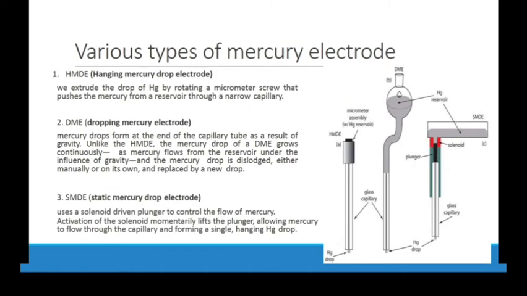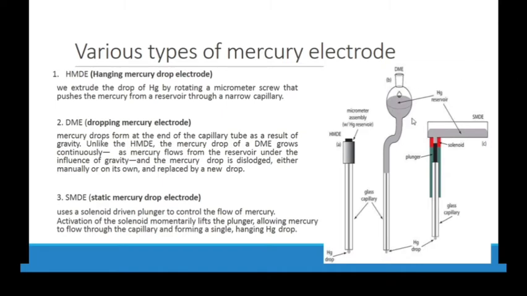So these are three types of mercury electrode. First one is the hanging mercury drop electrode. We have a screw here, a micrometer screw. You can control the movement of mercury from the reservoir to the capillary tube by this screw, and you can also dislodge the drop from the mercury with this electrode by the movement of the screw.